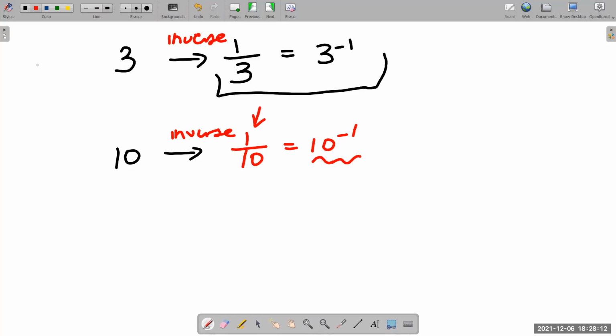Everybody see that? So let's do another one. Suppose I give you 1/3. What is the inverse of 1/3? Let me see who's thinking. What would be the inverse of 1/3?